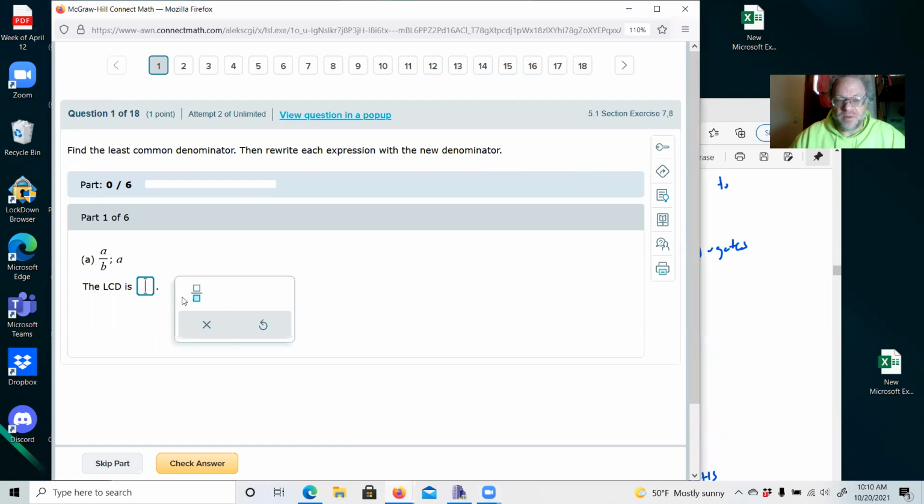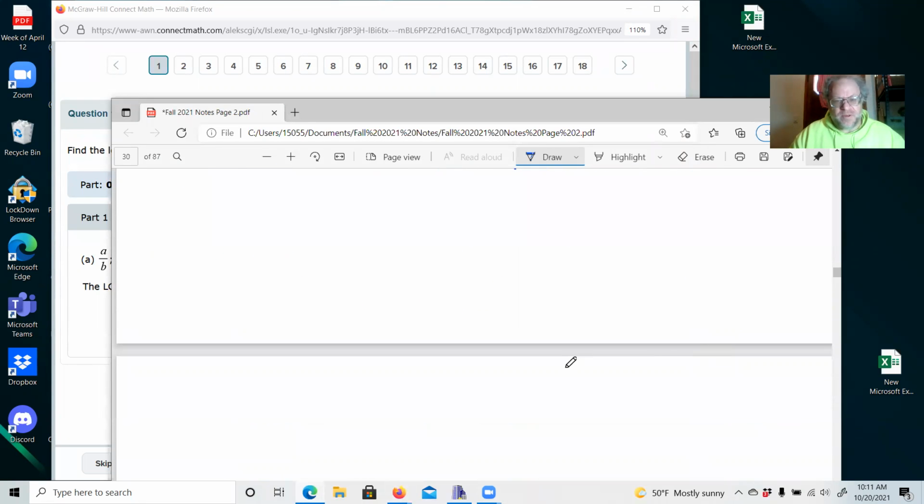What they were asking us is to find the least common denominator between, like, AB and A. So what is the least common denominator of 1/3 and 1/4? In order to make common denominators here, we just multiply 3 by 4, and we don't really count the 1, so our least common denominator is going to be 12.